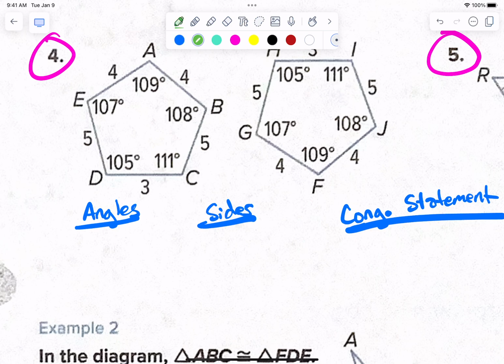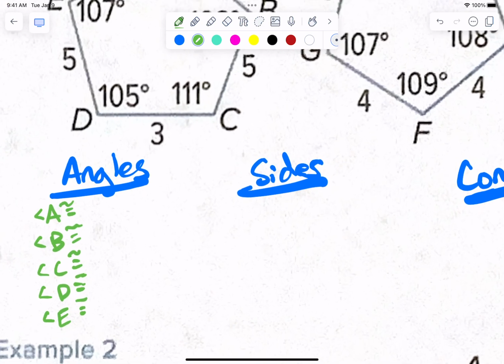All right, angles. Let's list all the angles over here. How many angles do we have? A lot. Angle A, angle B, angle C, angle D, angle E. I'm just gonna list them like that in order. It's a lot of congruent, congruent, congruent.